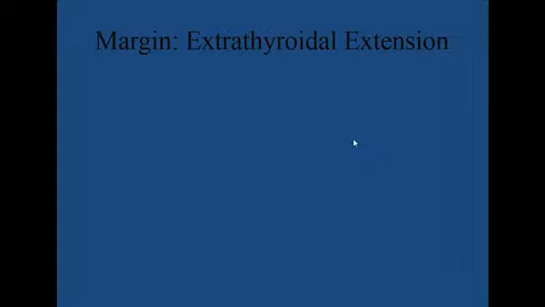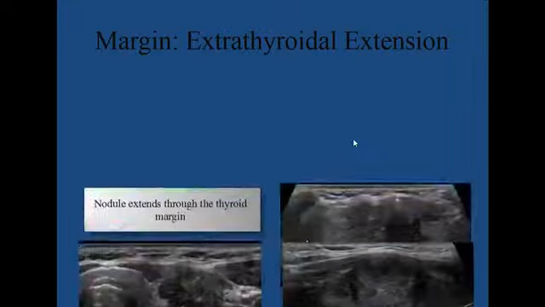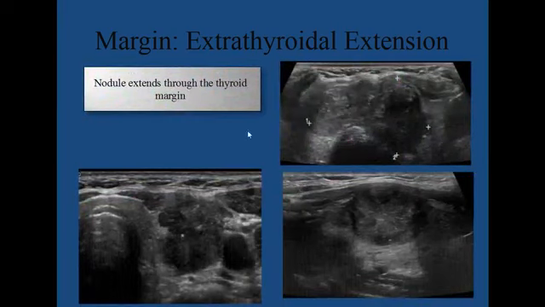The last thing we have in the margin is when we have a nodule with extrathyroidal extension, and we mean by that the nodule extends through the thyroid margin itself. And a nodule like this, we are going to give it 3 points. But if the nodule only bulges the capsule, we will give it 0 points.